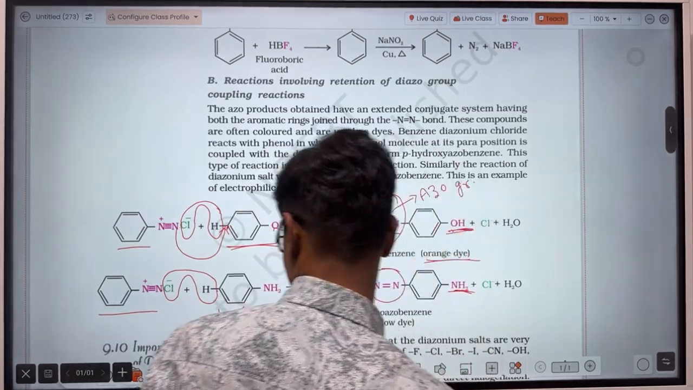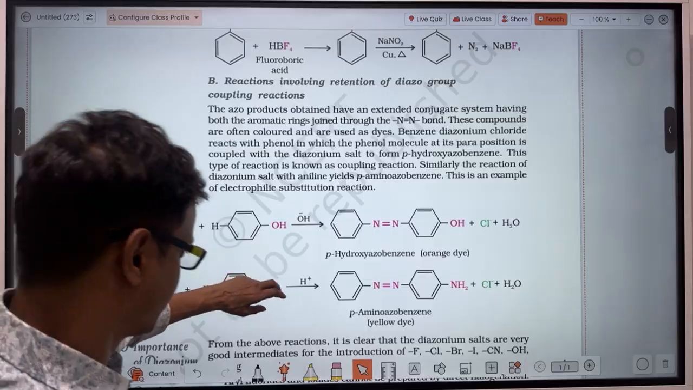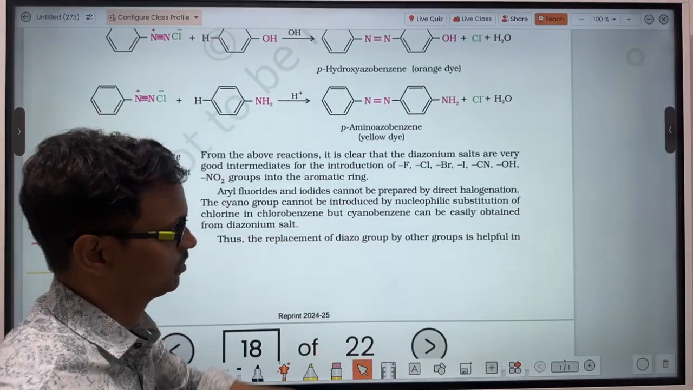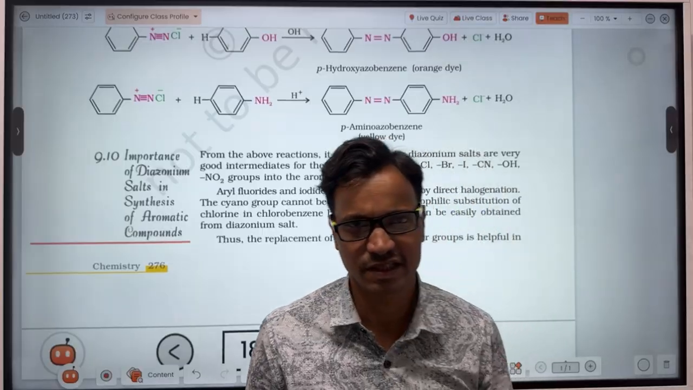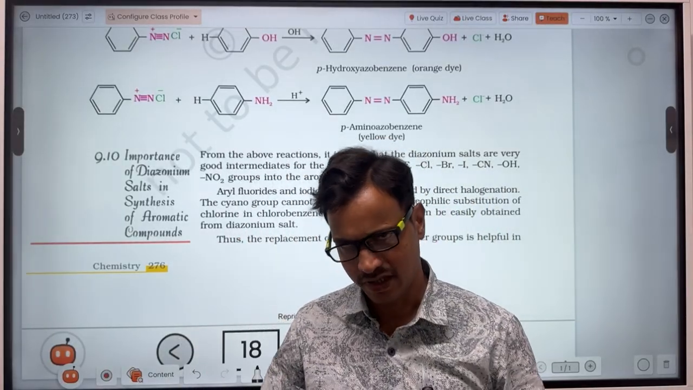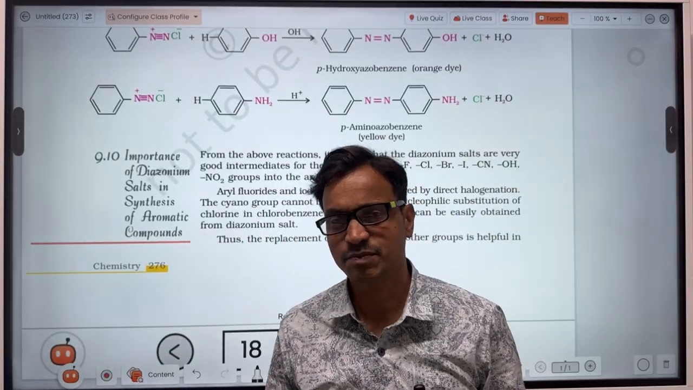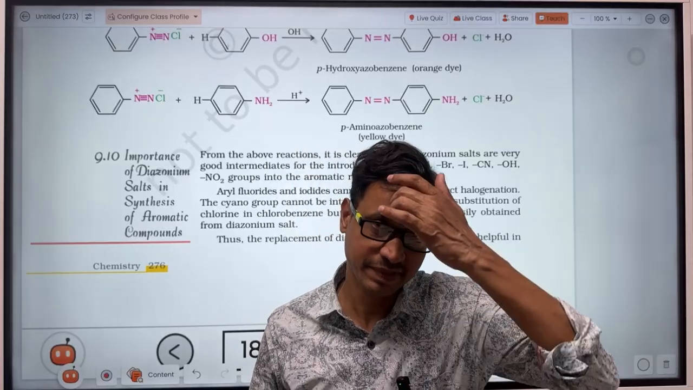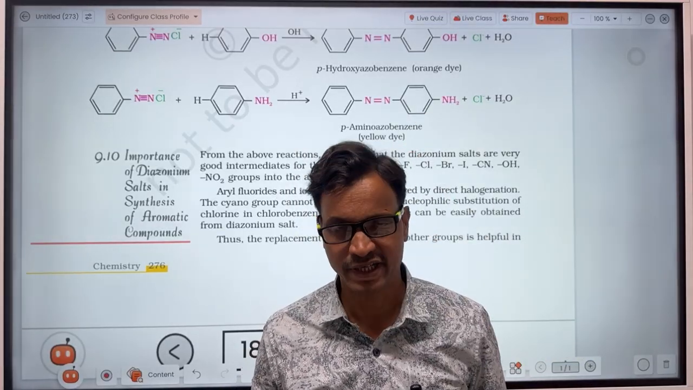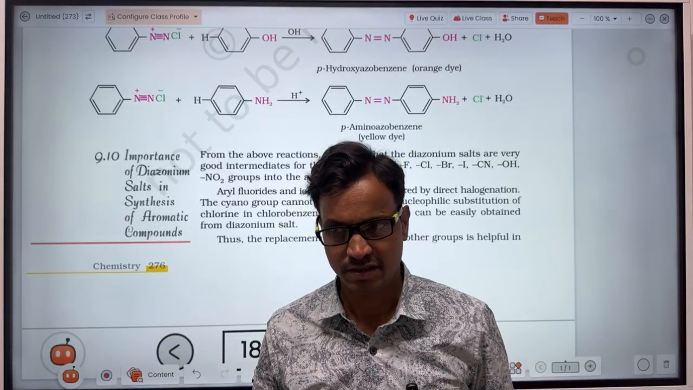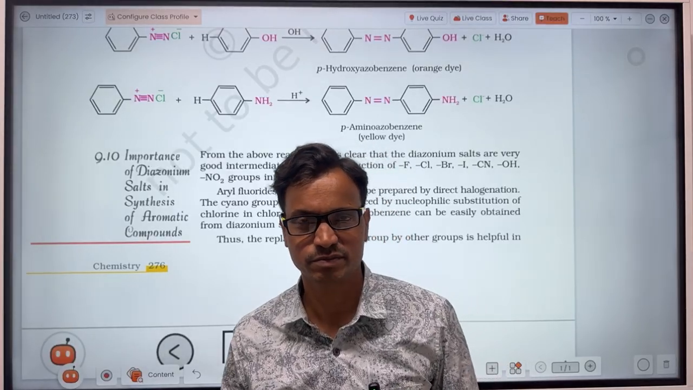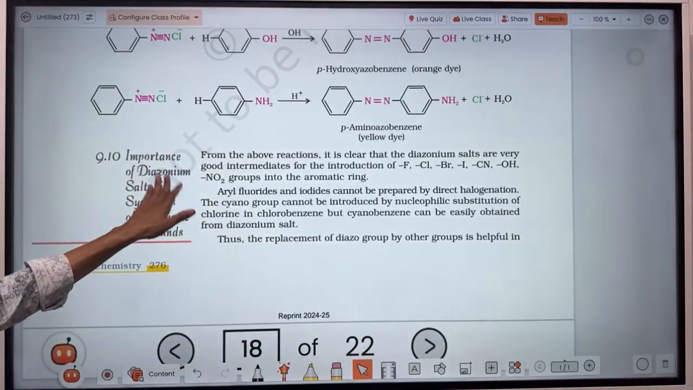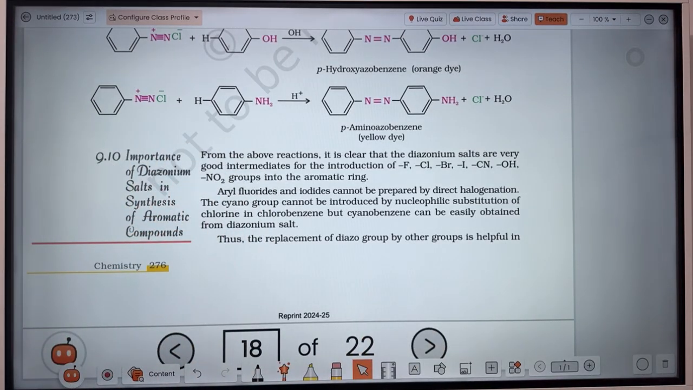Now let's see another one. So that's done, this chapter is done actually. Importance of diazonium salts. You have seen that this diazonium salt is used to prepare a number of compounds. There are some compounds which we cannot prepare from the aromatic haloalkane by nucleophilic substitution reaction. So in that case, we use the diazonium salt.